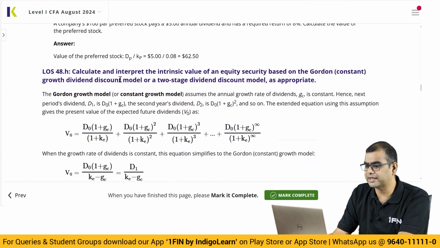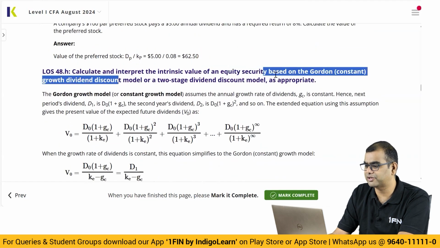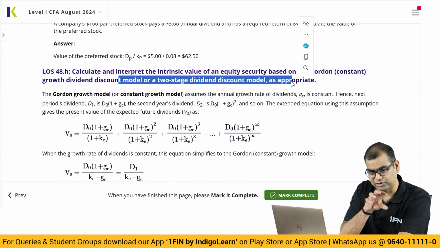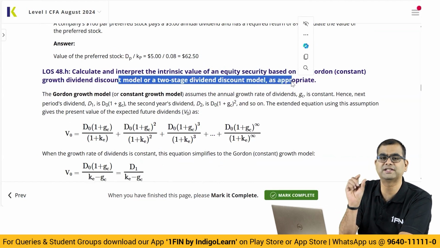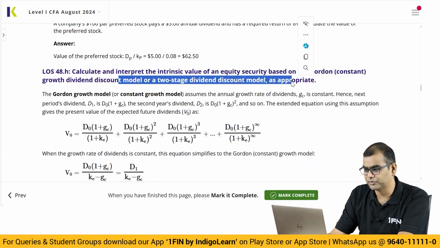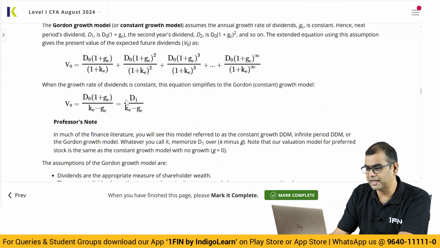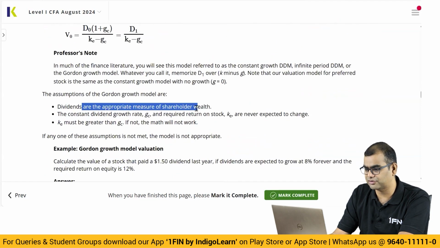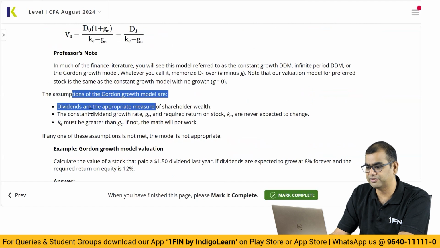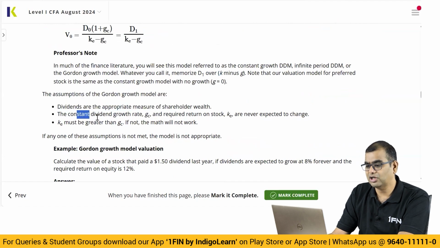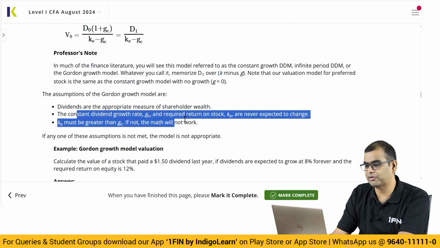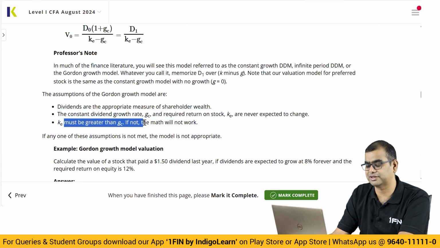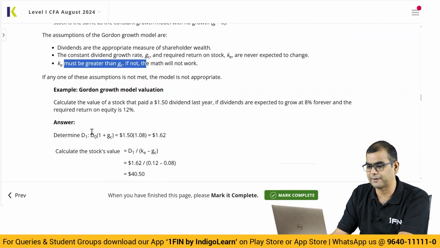Then calculate and interpret the intrinsic value of equity security based on Gordon constant growth model. So, dividend discount model is where you discount all the dividends. Gordon model is basically that formula D1 by KE minus G. This is what we discussed. The assumptions of Gordon model are that dividends are appropriate measures of shareholder wealth, constant growth rate G and required return on stock KE are never expected to change, and KE must be greater than G, otherwise math will not work.